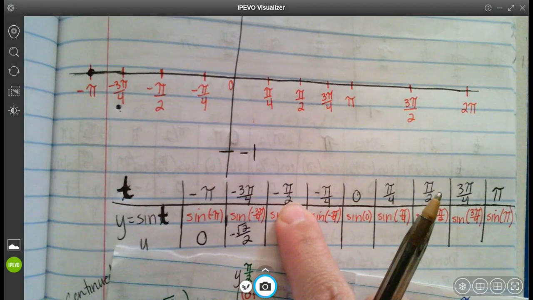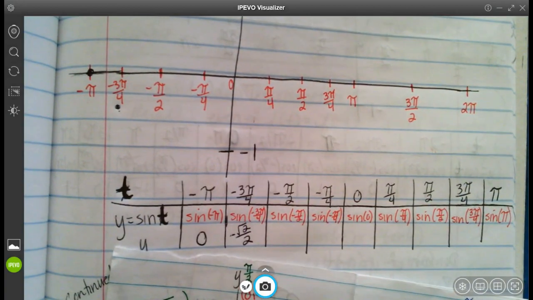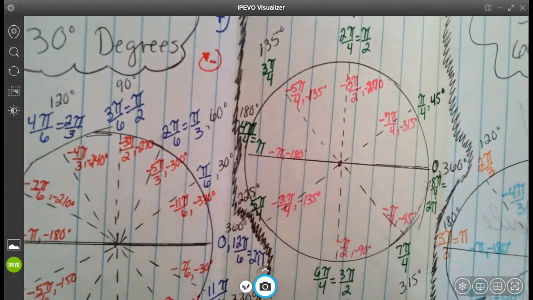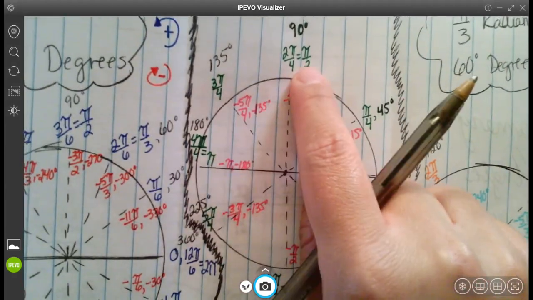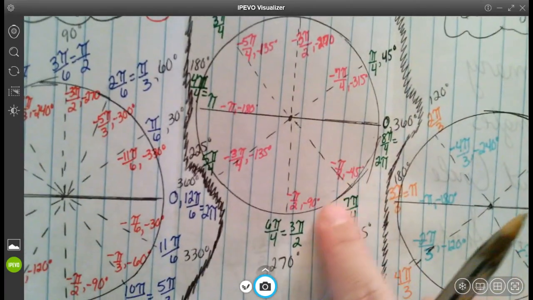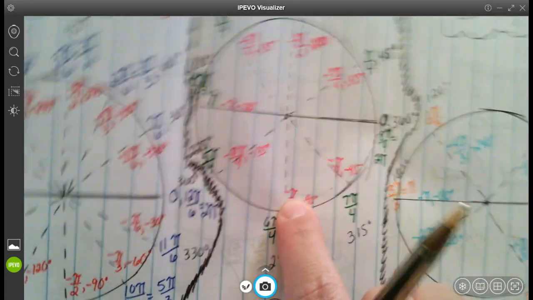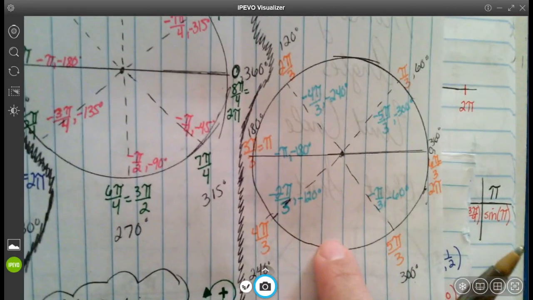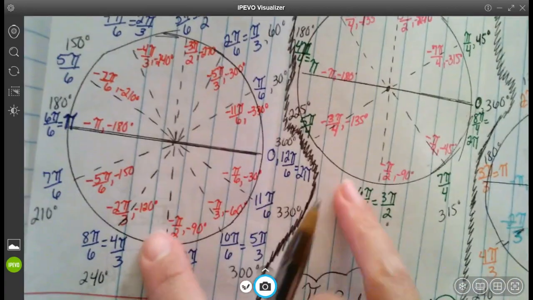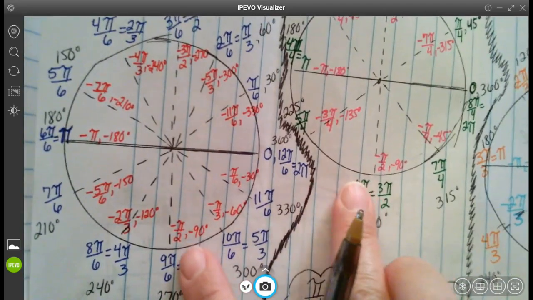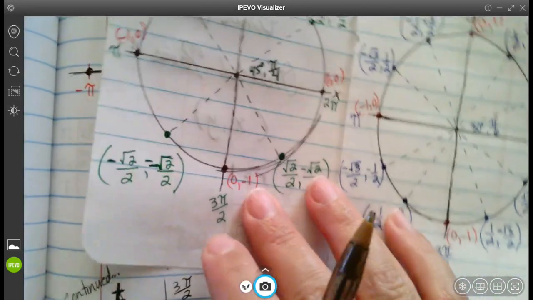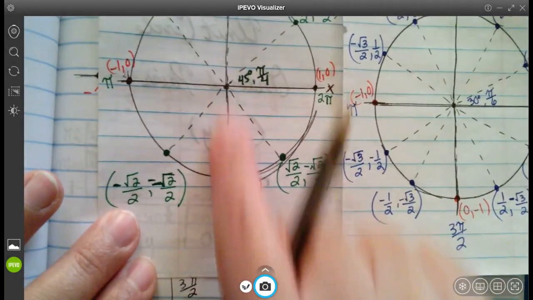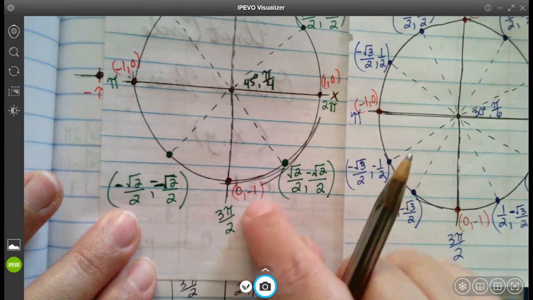Next one, negative pi halves. Now we're going to look at negative pi halves and say, where is negative pi halves located? For this one, it doesn't matter which one you look at because they all have pi halves. We want the negative one though, so there is negative pi halves. It's the same for all of them. Oh, this one doesn't have it, so let's just look at these two. So it's on the bottom. If we look at the bottom here, negative pi halves is this piece right here. My y value is -1.